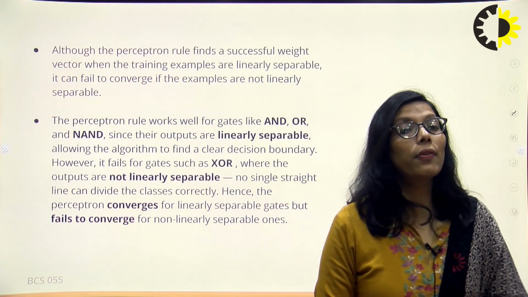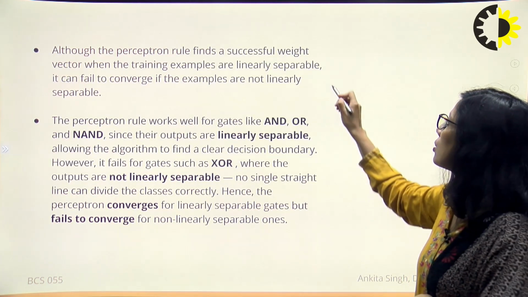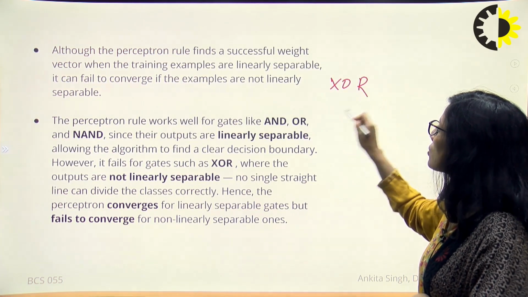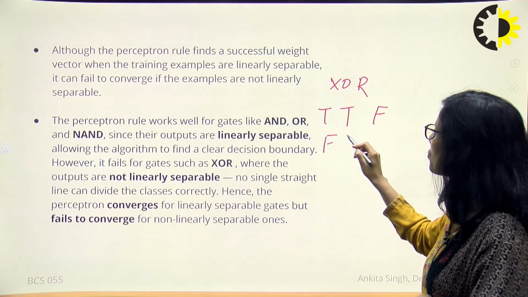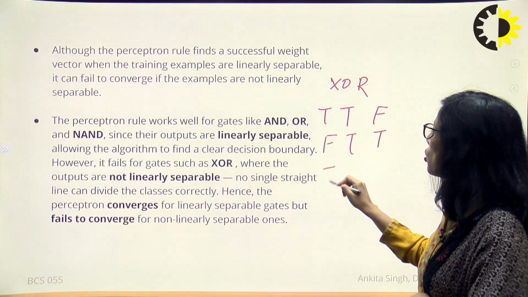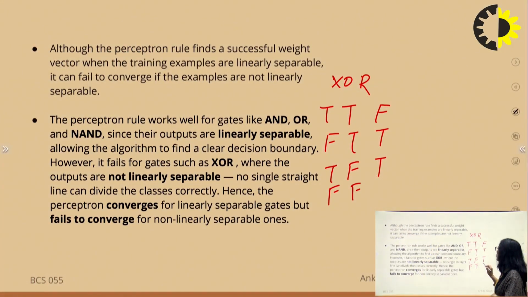But in the case where the data is not linearly separable, for example XOR, what is the truth table of XOR? If it's true, true, it will give you the answer false. If it is false, true, it will give the answer true. True, false will give you true, and false, false will give you false.